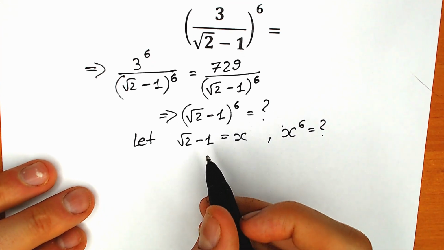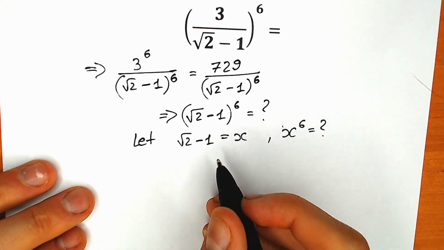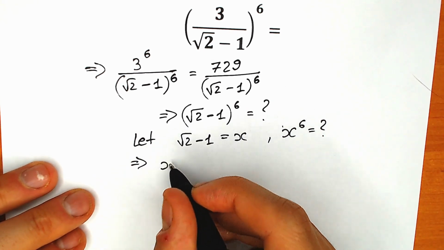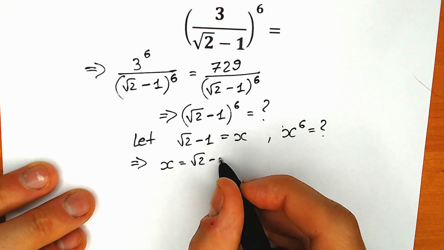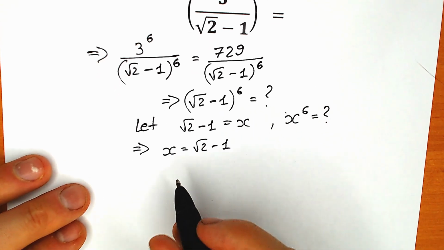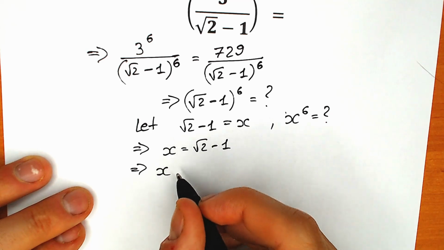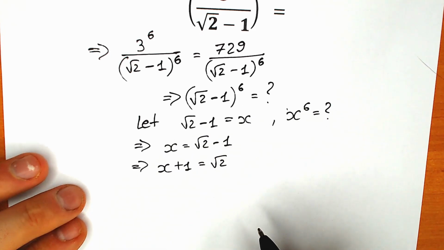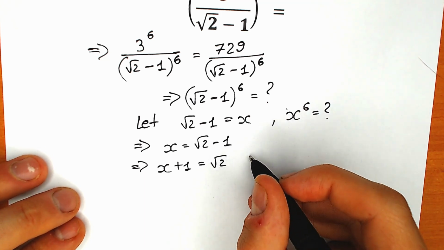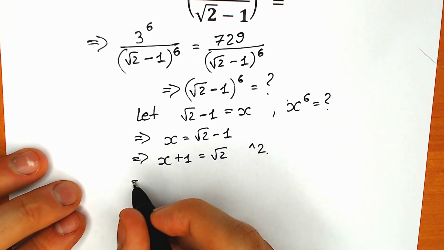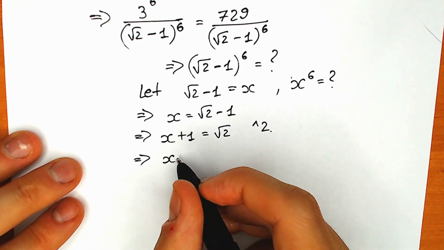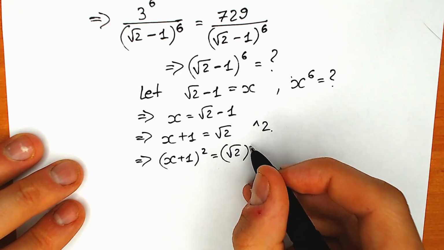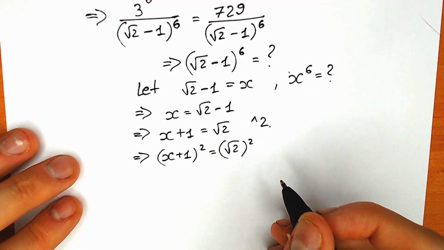Okay, right now let's add 1 to both sides and change position. So we have x equal to square root of 2 minus 1, and when we add 1 to both sides, as a result we have x plus 1 on our left side, and on our right side we have only square root of 2. Right now let's raise both sides to the power 2. As a result we have x plus 1 to the second power equal to square root of 2 to the second power. We are just raising both sides to the second power.